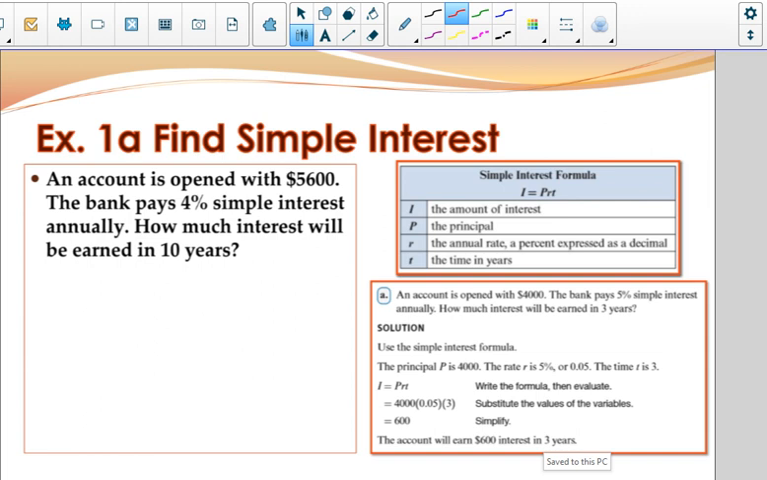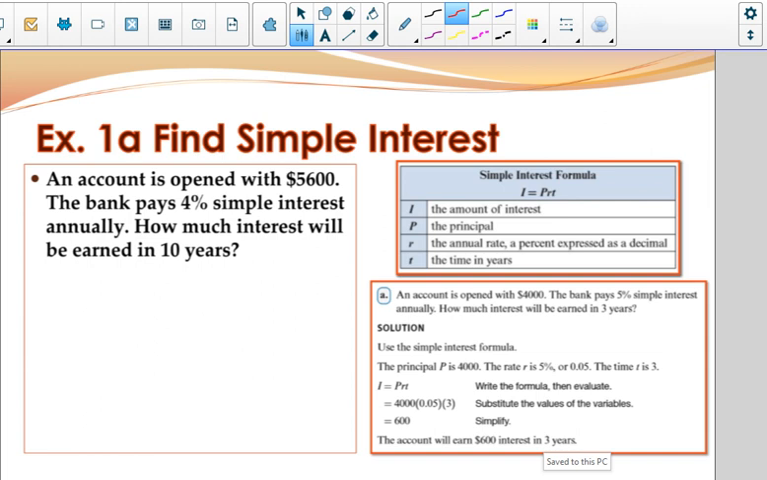Simple interest means if you open up an account at a bank, the bank is going to pay you a certain percentage for them to have your money in their bank. And so they usually pay you once a year, so that would be an annual interest. And it would be a percentage amount based off of what you first put into the account.